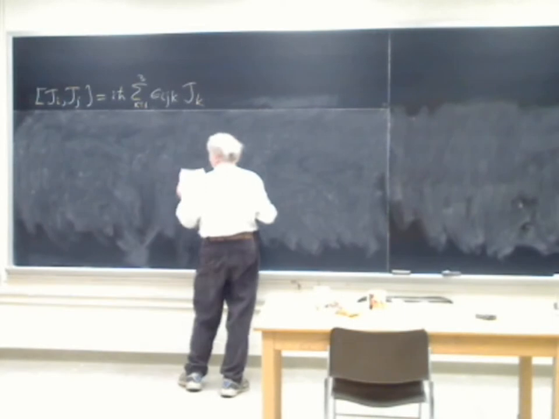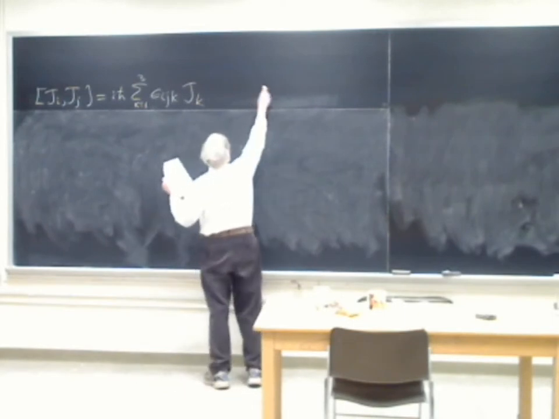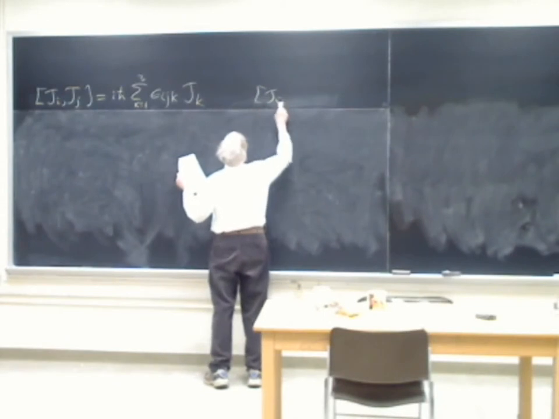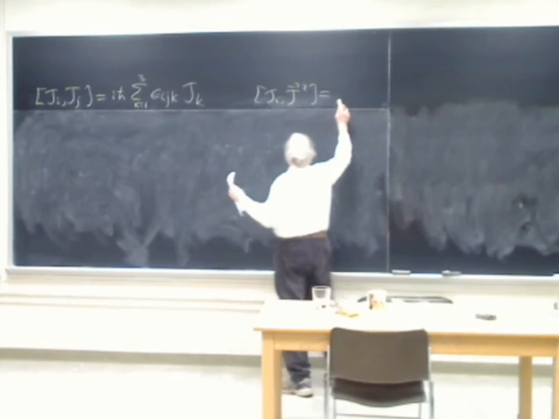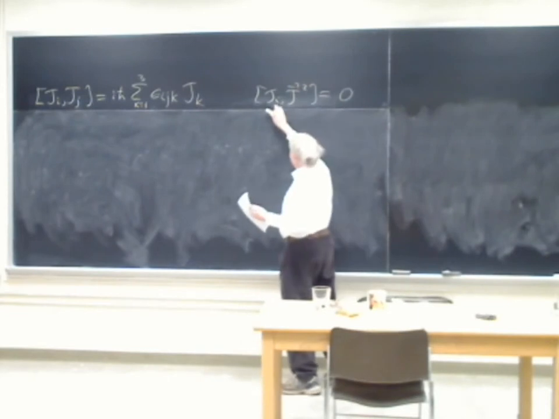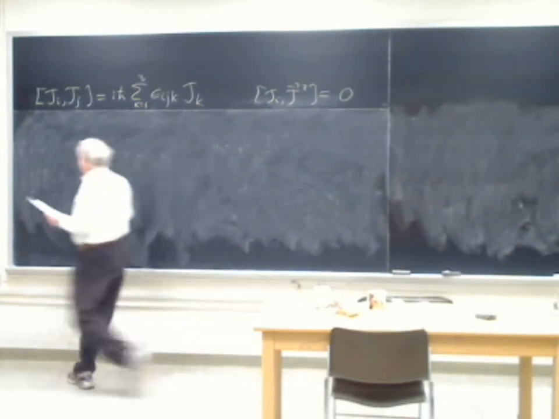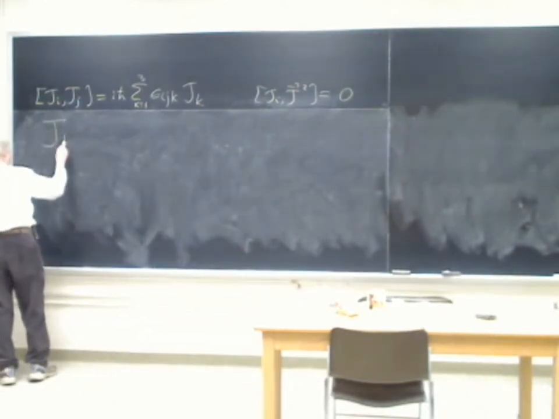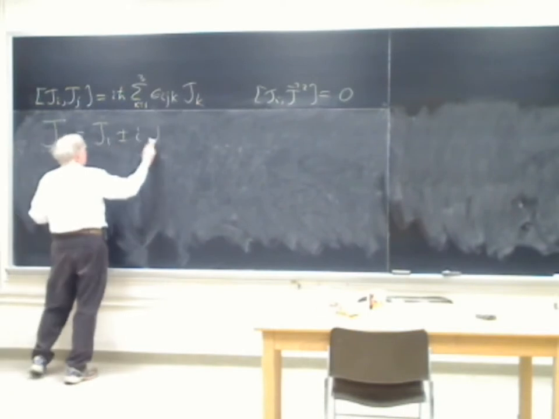Okay, so that's the fundamental commutation relation for angular momentum. Since J is a vector, J dot J is a scalar, and so it's inert under rotations. We defined J plus or minus equal to J1 plus or minus i J2.